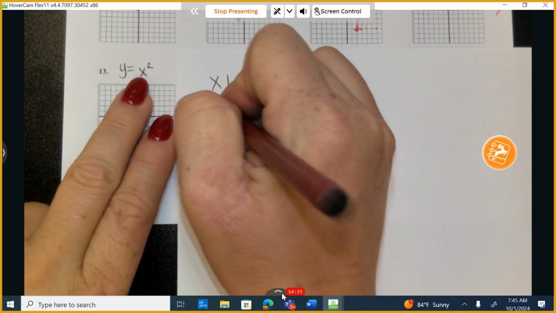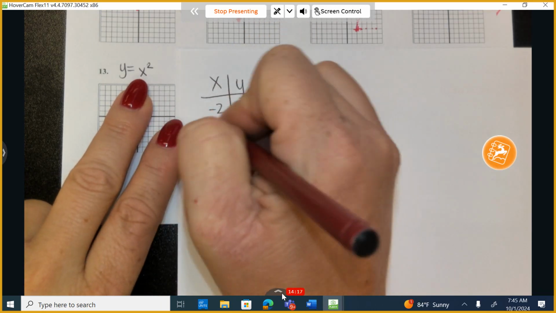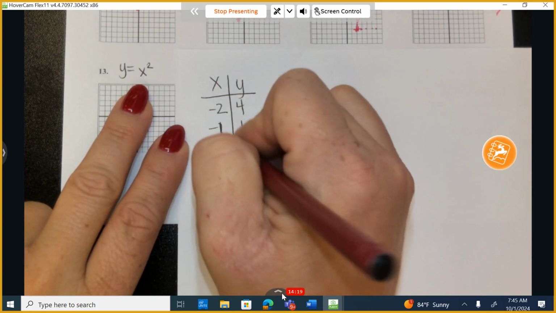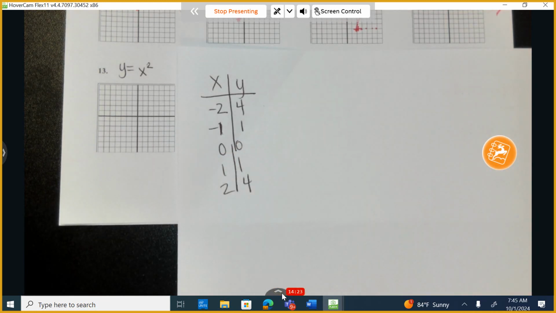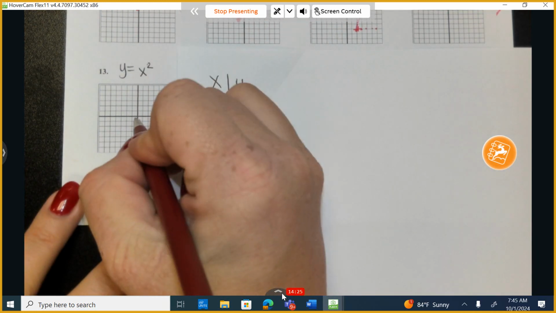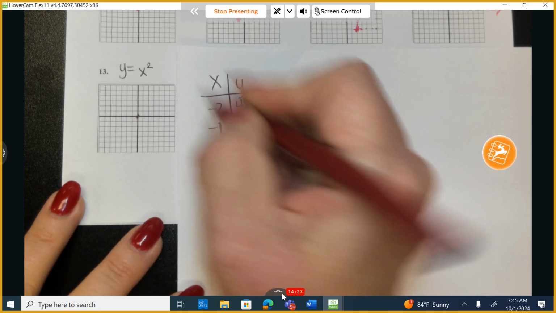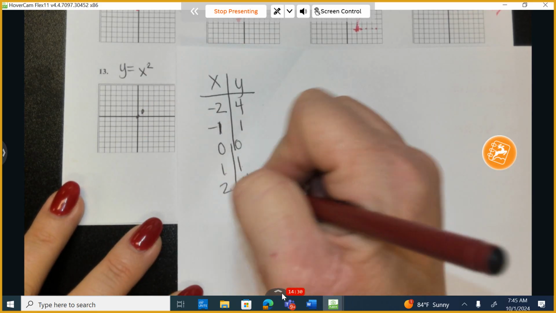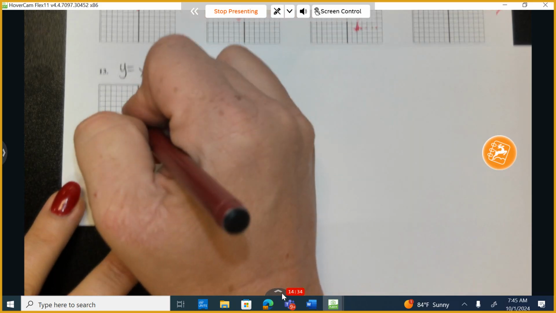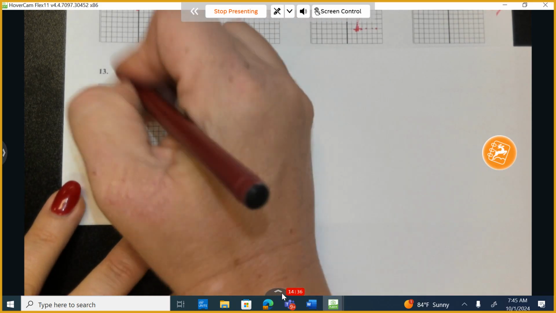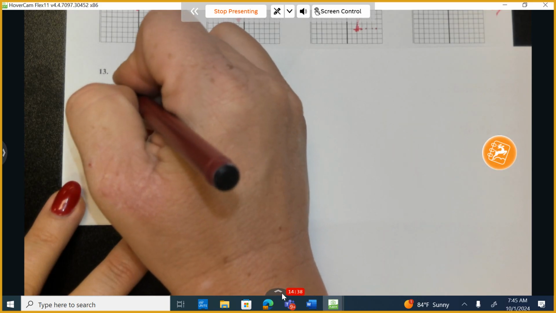And remember, when we square everything, it's going to make a positive. So negative 2 squared is positive 4. Negative 1 squared is positive 1, 0, 0, 1, 1, and 2, 4. So that is my chart. Let's go ahead and graph this. So here's my 0, 0. I'm going to go to the right 1 and up 1. Going back to the origin, right 2 and up 4. Back to the origin, left 1, up 1. Back to the origin, left 2 and up 4.